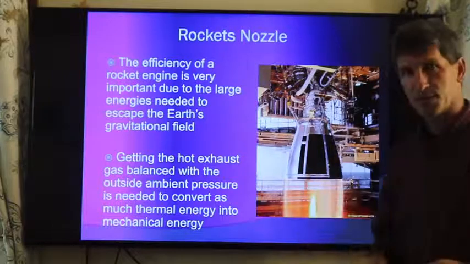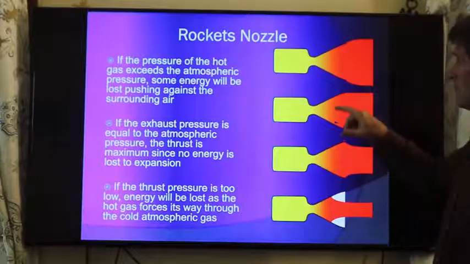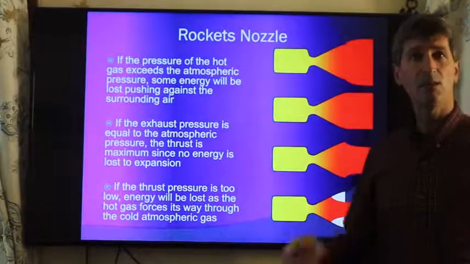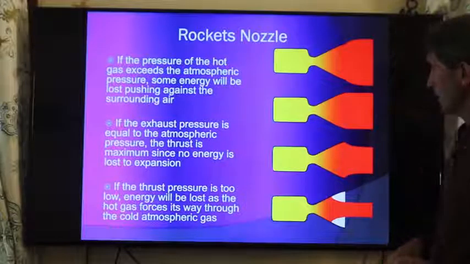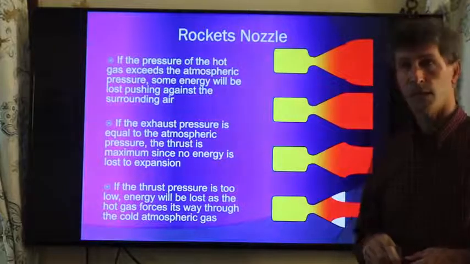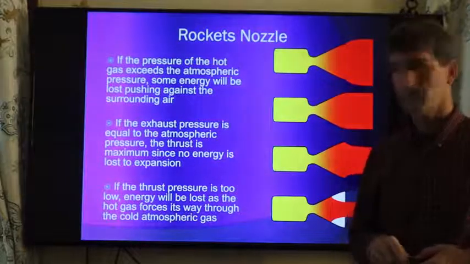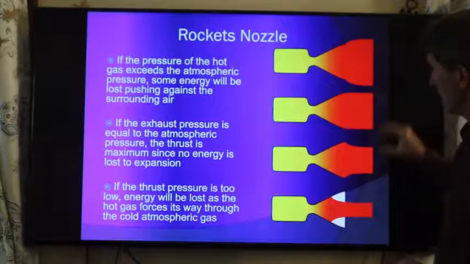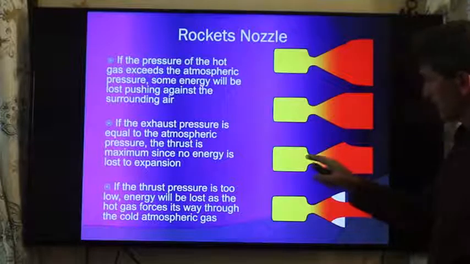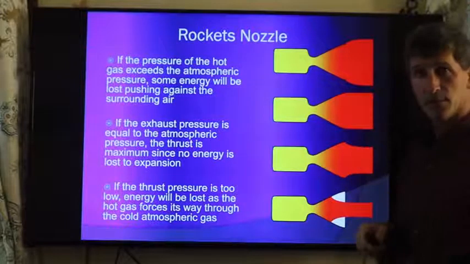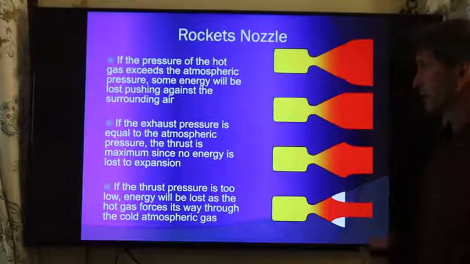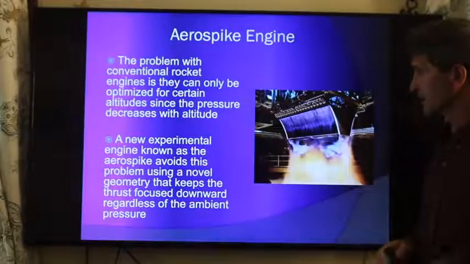The bell allows it to expand, and if the pressure is too large, we get what's called overexpansion, and we actually lose some energy or efficiency because of that. If the atmospheric pressure is perfectly balanced with the pressure of the bell, we get the most efficient exhaust. Here you get under expansion. That's when the atmospheric pressure is greater than the pressure of the gas coming out of the bell. So again, we always try to get this perfect expansion.